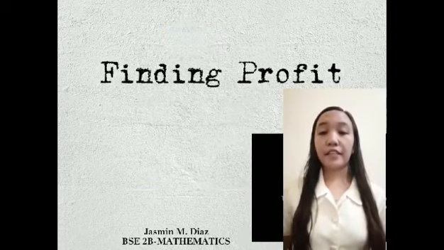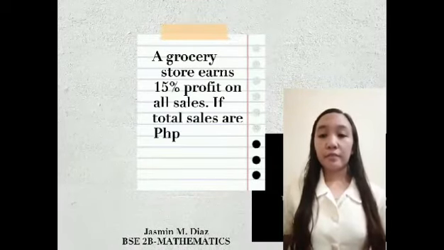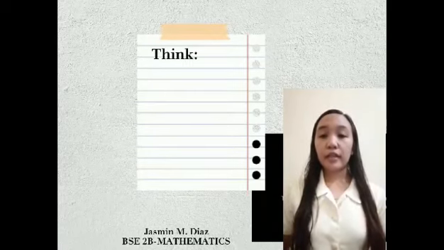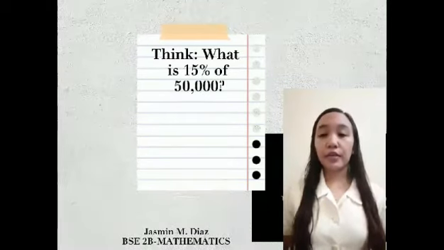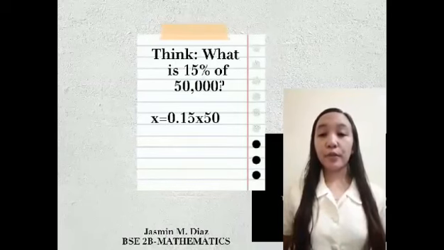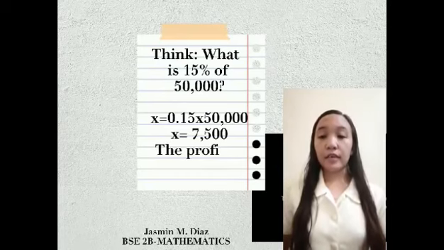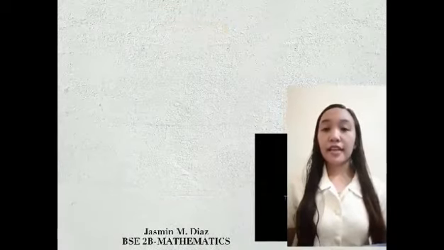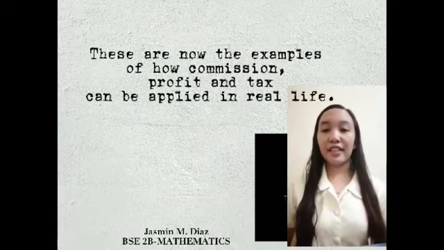And the last one is finding profit. A grocery store earns 15% profit on all sales. The total sales are 50,000. What is the profit? So we have to think, what is 15% of 50,000? So we will write that x is equal to 0.15 times 50,000. The x is the profit and the total is 7,500. So the profit is 7,500. These are now the examples of how commission, profit, and tax can be applied in real life.